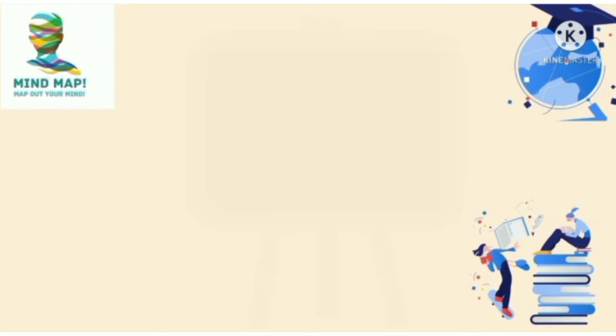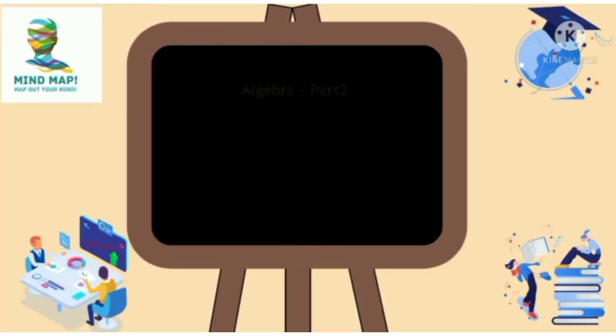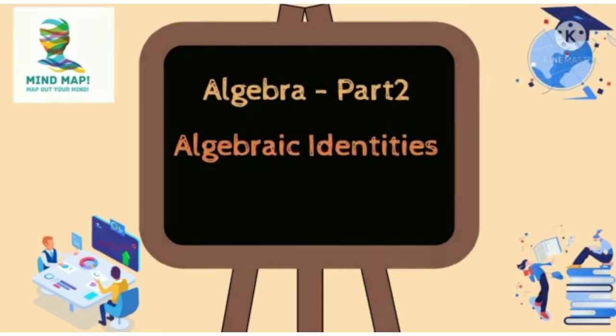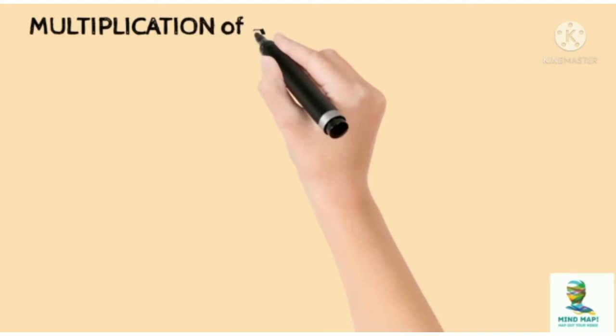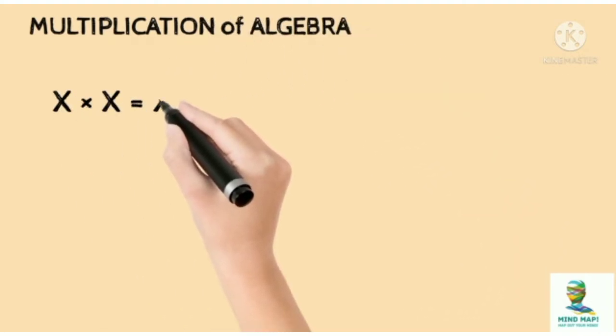Let's continue our learning journey by learning another topic for the day, that is the second part of algebra, that is algebraic identity. Before heading to the topic, let's recall some of the basics from the earlier video. We have learned the multiplication of algebra.